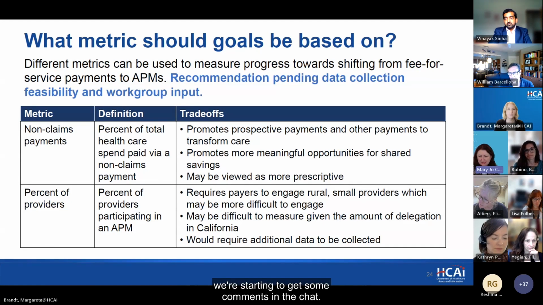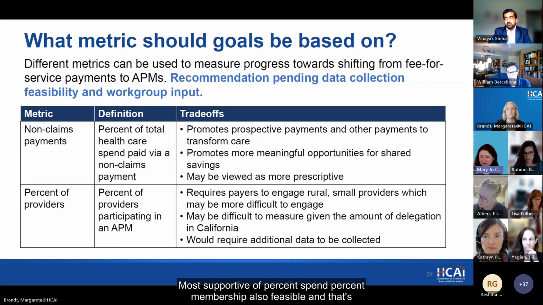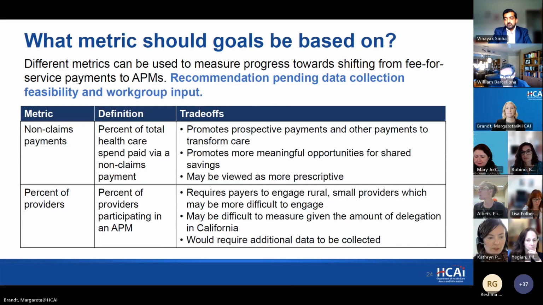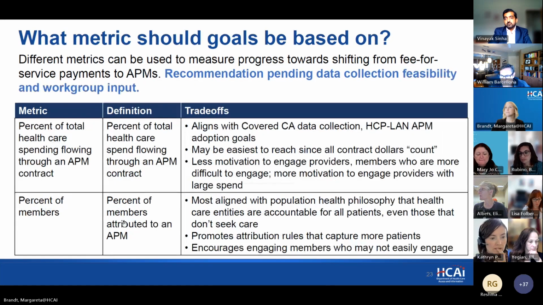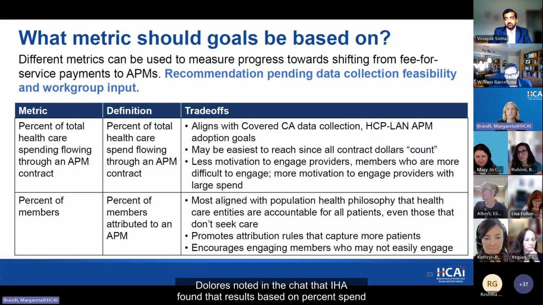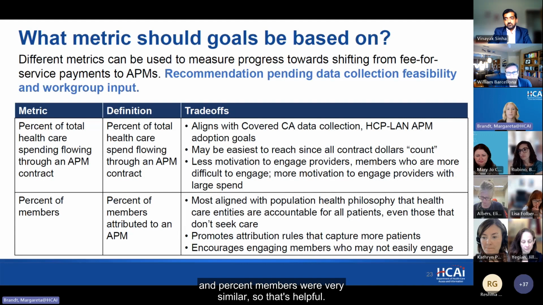Margaret, it looks like we're starting to get some comments in the chat. Most are supportive of percent spend, with percent membership also feasible, and that's really consistent with what folks provided to us in writing prior to the meeting as well. Thanks, Dolores. That's helpful to note. Dolores noted in the chat that IHA found that results based on percent spend and percent members were very similar, so that's helpful.